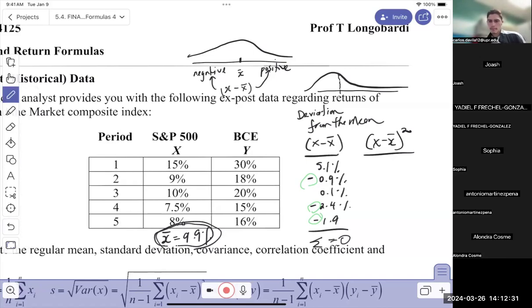Okay. So 26.01. 0.81. 0.01. 0. No, that's not 0. It's 5. 5.76. Anyone dispute these numbers? So these are the square values of this. Does everyone agree with the numbers first?